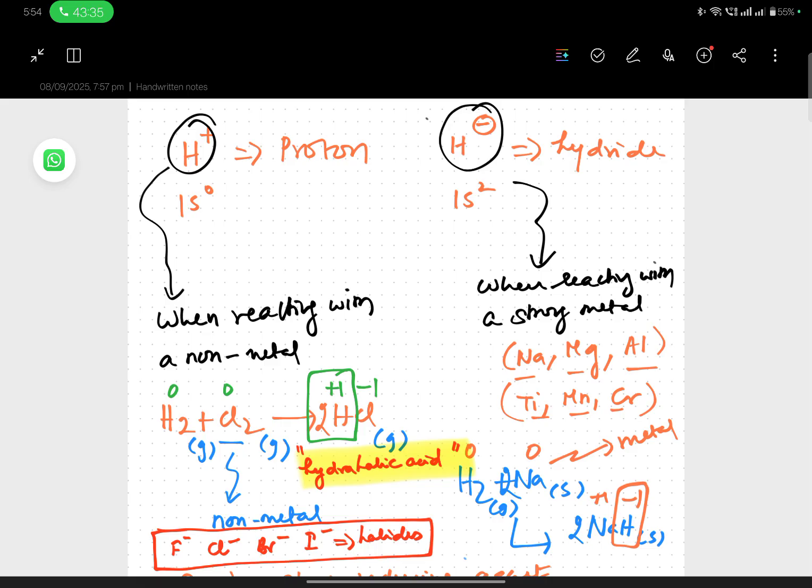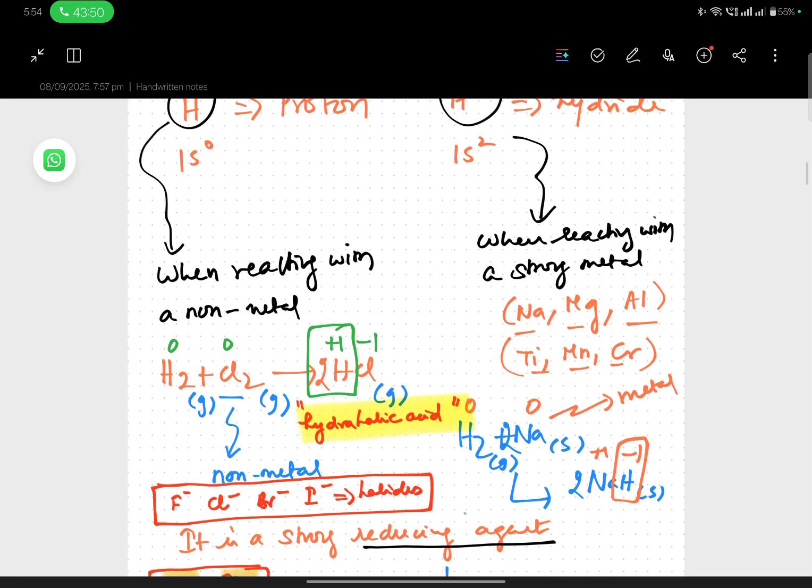Hydrogen reacting with chlorine forms H plus. Hydrogen reacting with metals forms H minus. Have I written the reactions or not? Yes, sir. Read properly. Next.